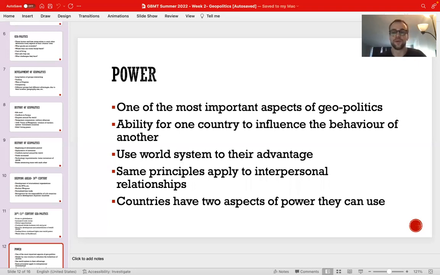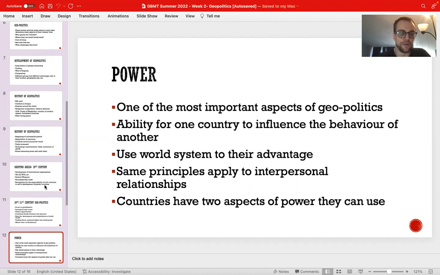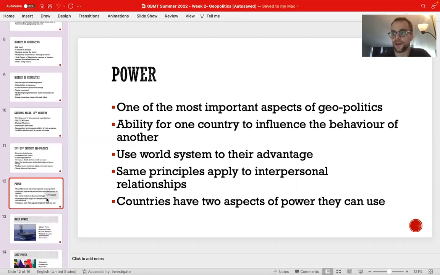So we'll define power as A's ability to get B to do what A wants, despite B not wanting to do so. This formula of power can be applied to various different social relations, but we're going to apply it to international relations. And we're going to discuss the various ways in which power is exercised within the international system or the world system. So there's various different ways we can understand power. Countries have broadly two different forms of power, hard and soft power, and we'll discuss each of them.